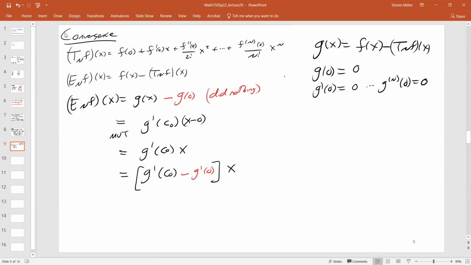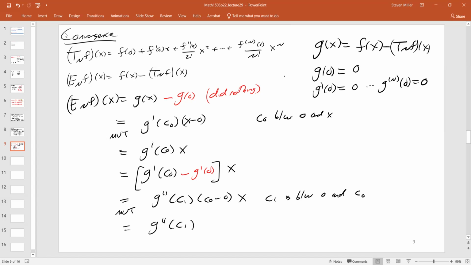What's g prime of c0 minus g prime of 0? How do I estimate that? What would I use to estimate g prime of c0 minus g prime of 0? The mean value theorem, right? So by the mean value theorem, this is going to be g double prime at some point c1 times c0 minus 0 times x. And so here, c0 is between 0 and x, and c1 is between 0 and c0. So now I can write this as g double prime of c1. What do I do?